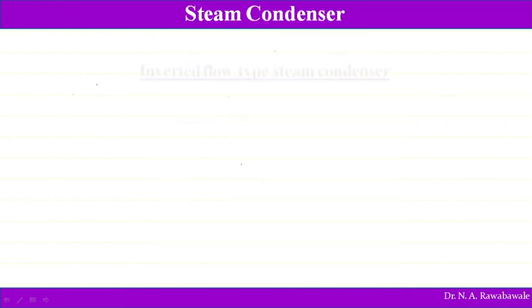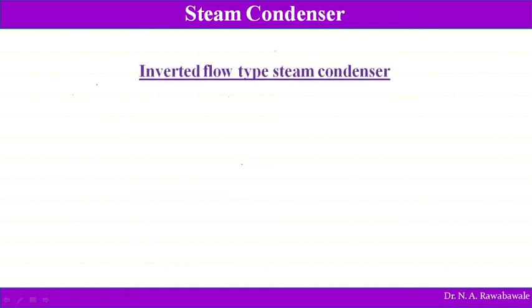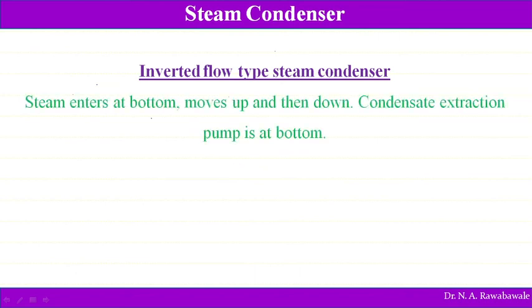Now, we have the inverted flow type of steam condenser. In this case, steam enters at the bottom first, moves up and then down. It enters from the bottom, moves up, and again comes down. So this is known as the inverted flow type surface condenser. The condensate extraction pump is at the bottom. Always, the condensate extraction pump in every condenser is placed at the bottom because of gravity. The water is collected at the bottom of the condenser, therefore the condensate pump is connected at the bottom.